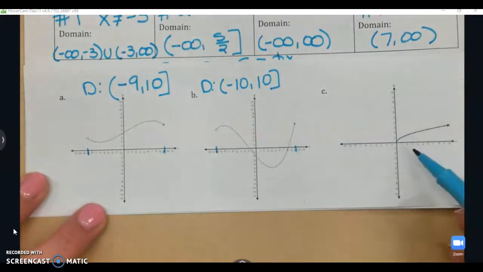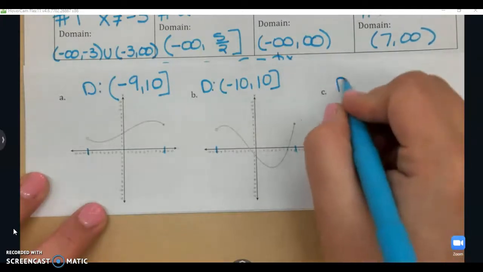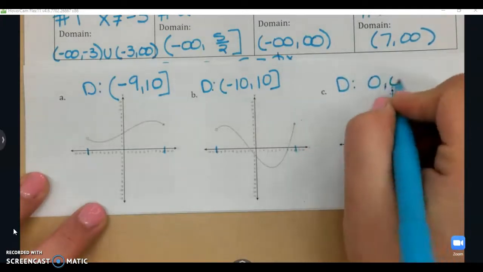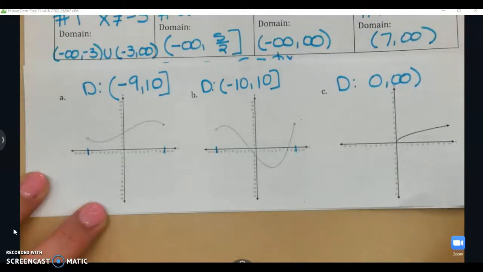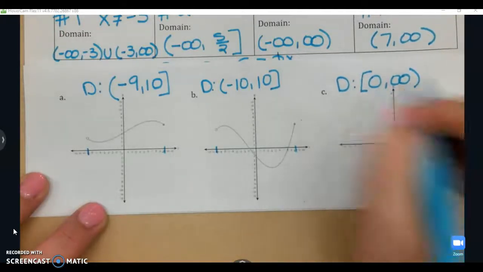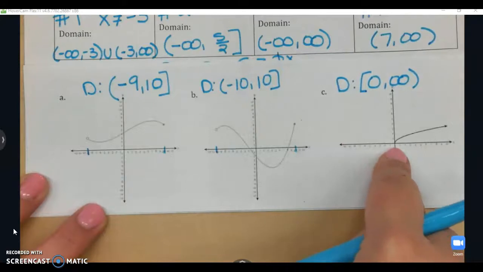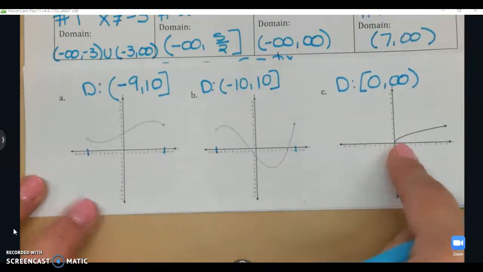Then on C, this graph, my x values start at 0 and go off to positive infinity. So that domain is going to be from 0 to positive infinity. Infinity always gets a parentheses, and the 0 gets a bracket because I don't have an open circle here. It's a solid line, which tells me it is included in my graph.